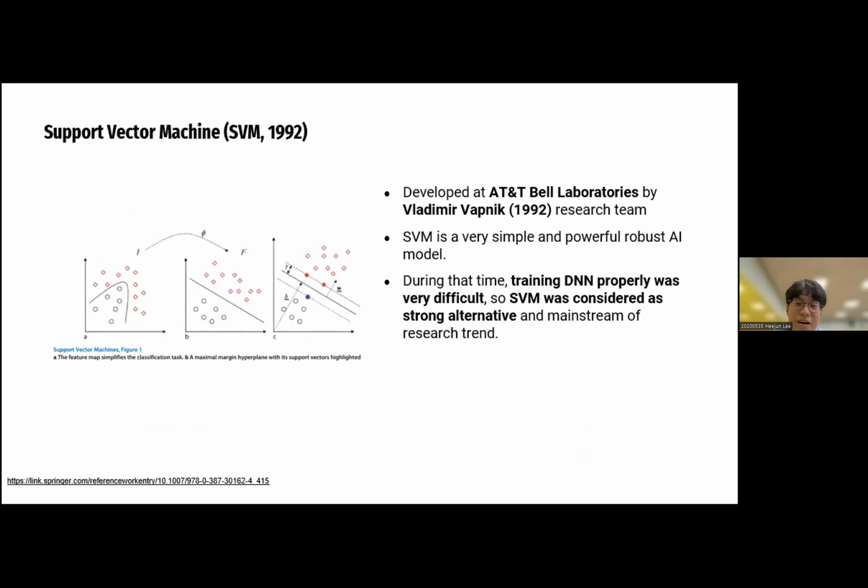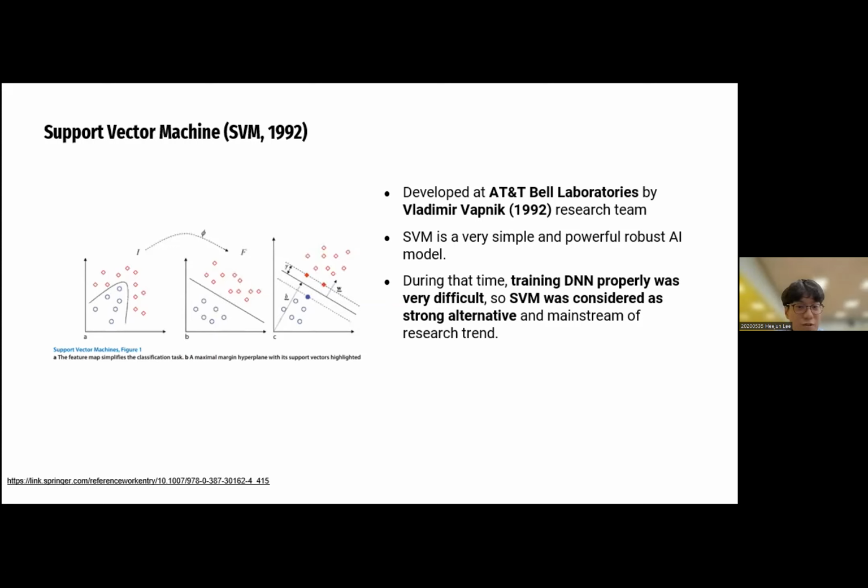So then I show the support vector machine, which is a quite good alternative to the deep neural network in that area. The support vector machine was developed at AT&T Bell Laboratories by Vladimir Vapnik's research team. The SVM is a very simple, powerful, robust AI model. The model outperformed many baselines in terms of performance on two-class and one-class classification tests.